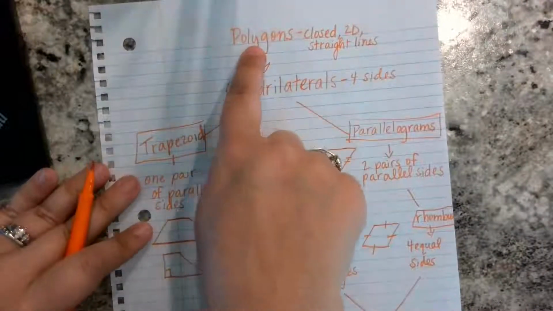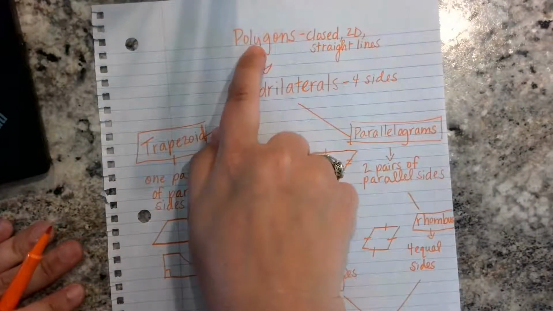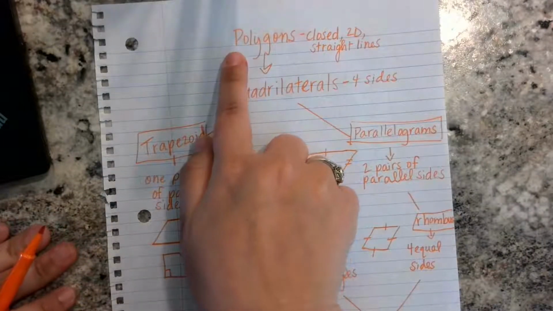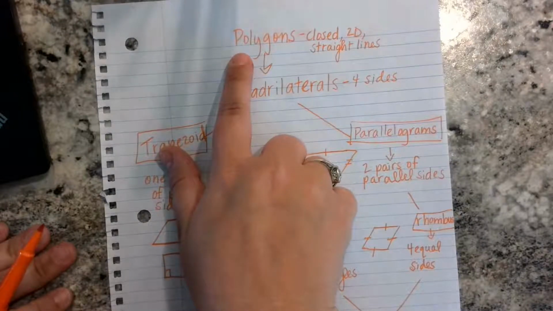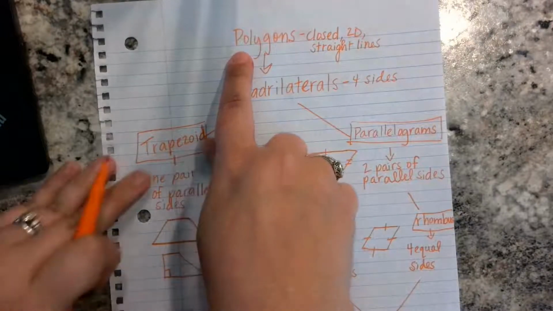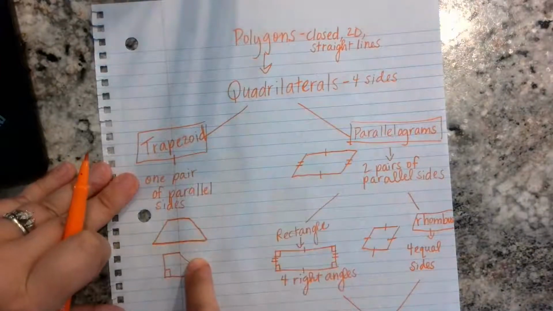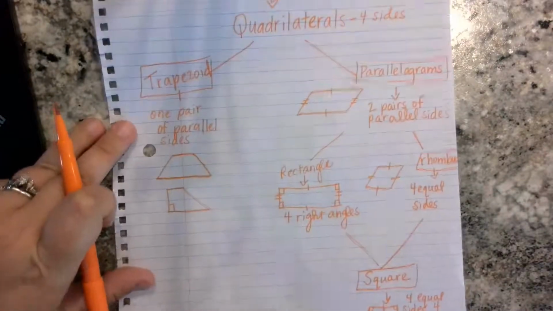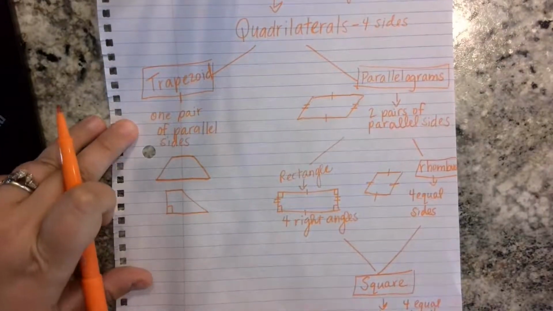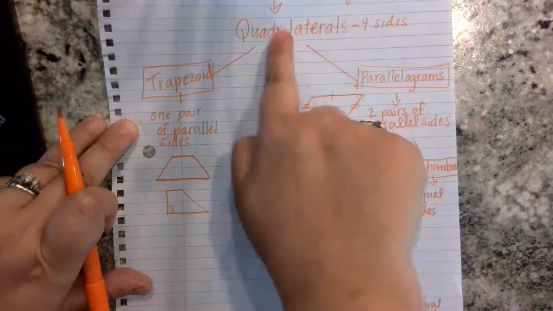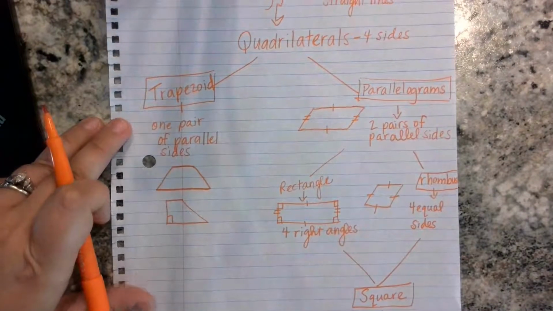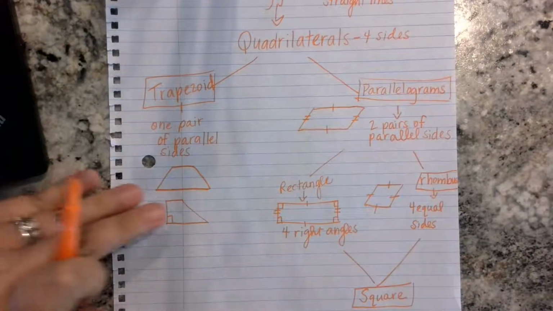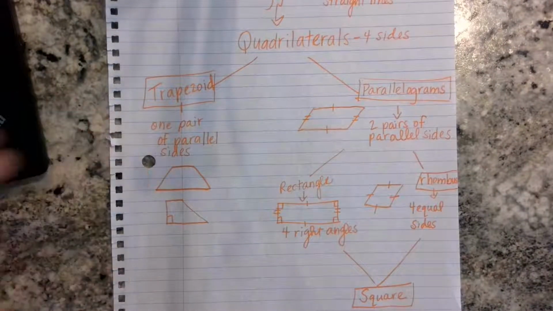When we start at the top, this is called a hierarchy of quadrilaterals. That's a really big word. But when we're talking about the hierarchy of quadrilaterals, the lower down we go, the more specific we get. Okay? And then when we start at the bottom and work our way up, we can name that figure any of the names above it. Okay? So let's talk about what that means.